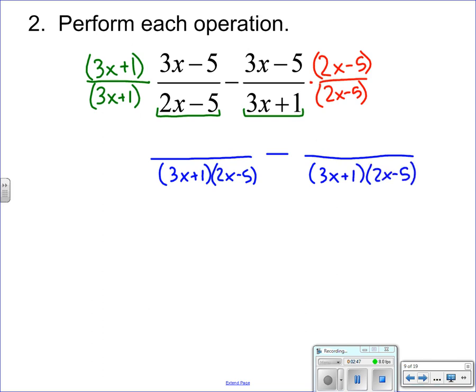Now, for the tops, we need to do FOIL. So for this top, do FOIL. So I have first terms together, I get 9x squared. The outer terms are negative 15x. Inner terms are 3x minus 5. So that's going to simplify to 9x squared minus 12x minus 5.